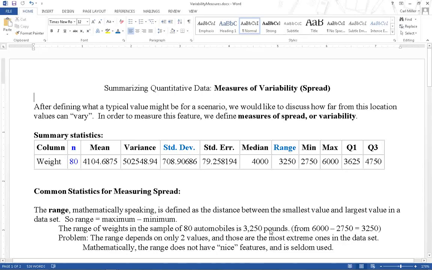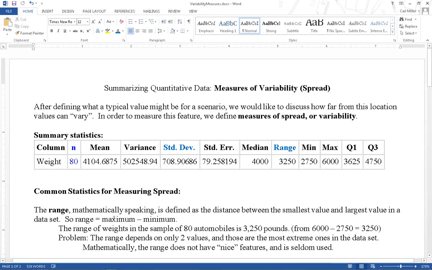Our next topic in summarizing quantitative data deals with measures of variability, or how spread out values are. So after defining what a typical value might look like in terms of a mean or a median, we also want to know, okay, how much can we deviate from that? How much do the numbers differ from that typical value?